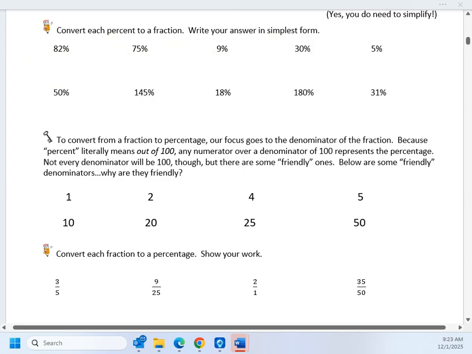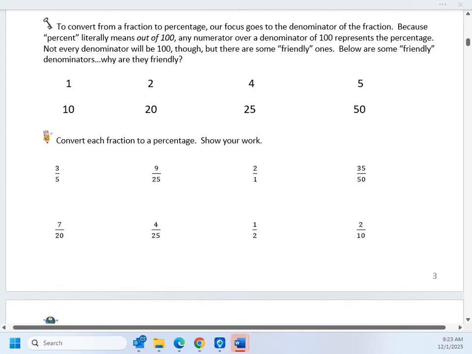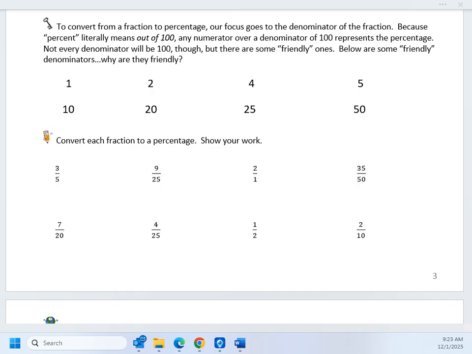Our next section says to convert from a fraction to a percent, our focus goes to the denominator of the fraction. Because percent literally means out of 100, any numerator over denominator of 100 represents the percentage. Not every denominator will be 100 though. There are some friendly numbers. So below are some of these friendly denominators.